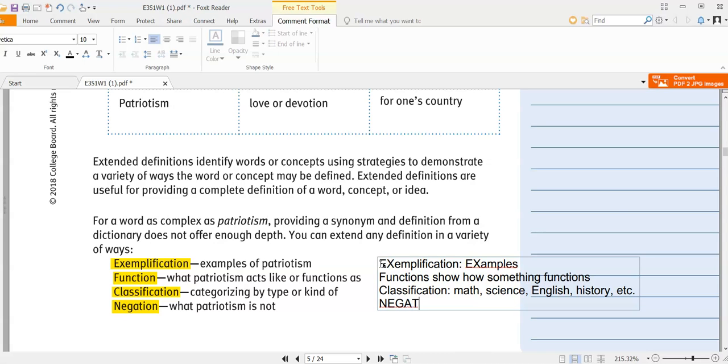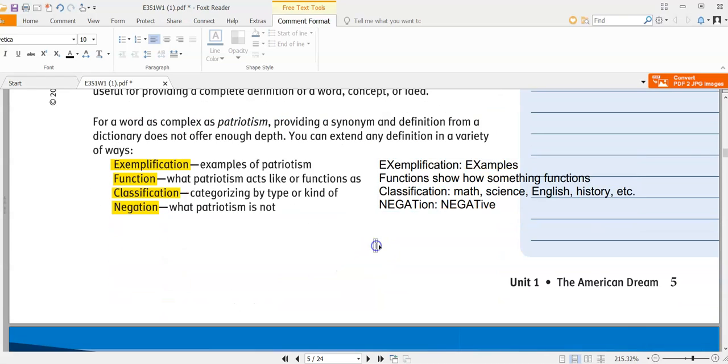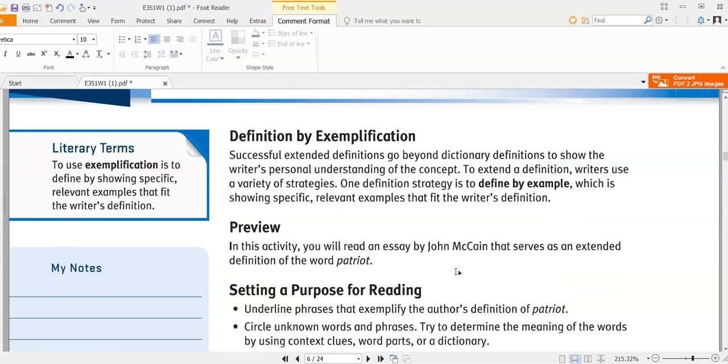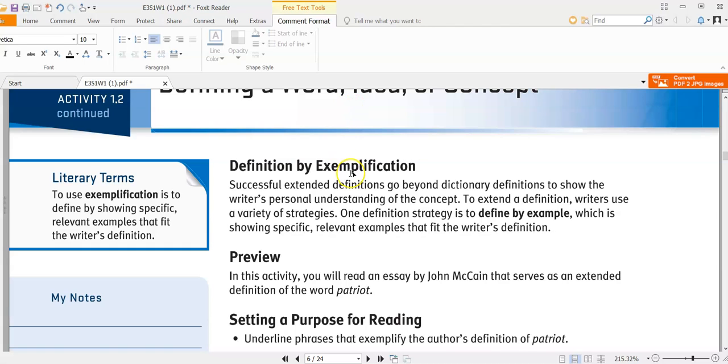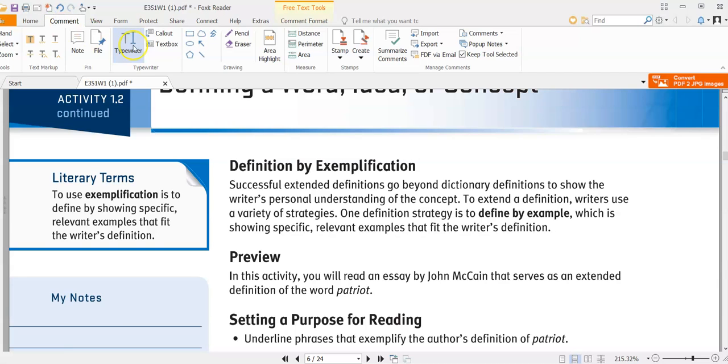And then we have negation, which starts with the same letters as negative. And the negative of something is the opposite. So that's just an example of how you could remember these words. They're going to be in your exam review, so you're going to want to remember them. So definition by exemplification. Successful extended definitions go beyond dictionary definitions to show the writer's personal understanding of a concept. So to extend a definition, writers use a variety of strategies. One definition strategy is to define by example, which is showing specific, relevant examples that fit with the writer's definition.